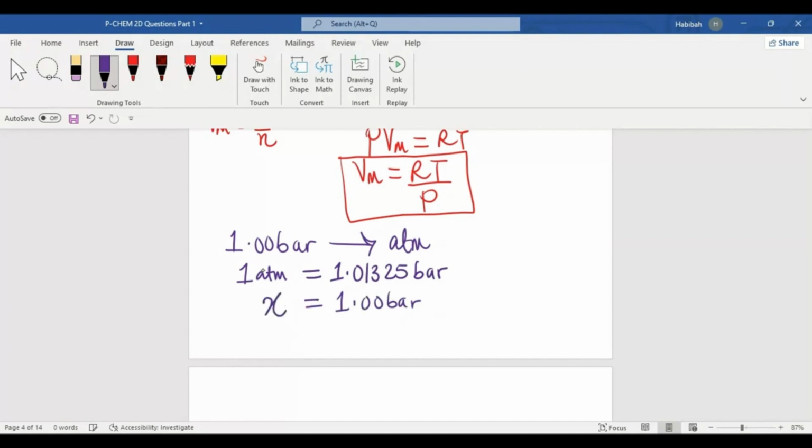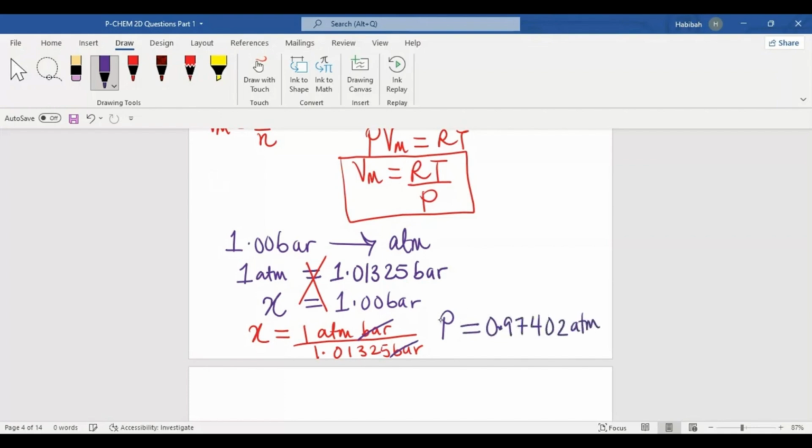Let's use the unknown value x. We're going to use the proportionality method to find the value of 1.00 bar in atmospheres. So x equals 1 atmosphere divided by 1.01325. Of course, when you have similar units, you can cancel them out, so that 1 atmosphere divided by 1.01325 gives a pressure of 0.97402 atmospheres. So this is the pressure in terms of atmospheres.